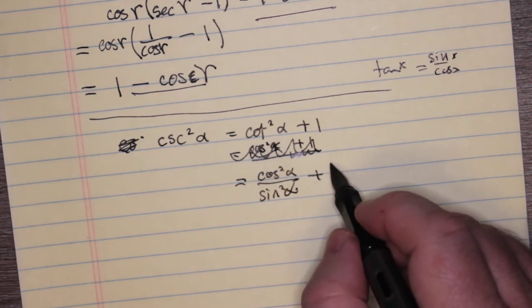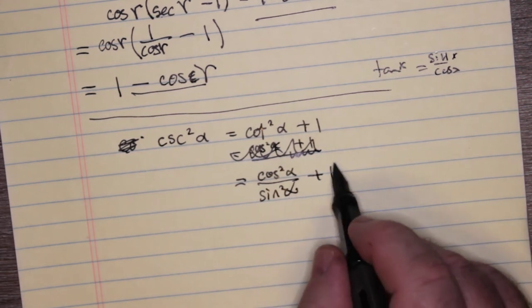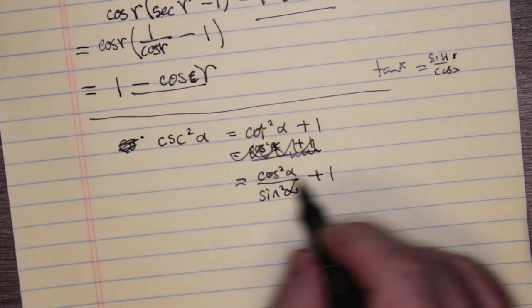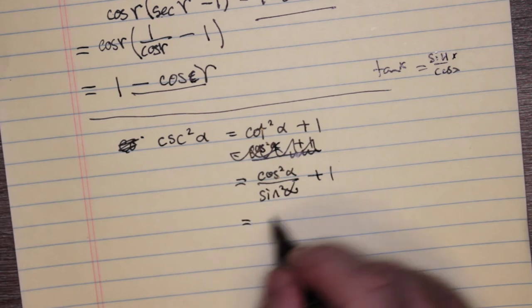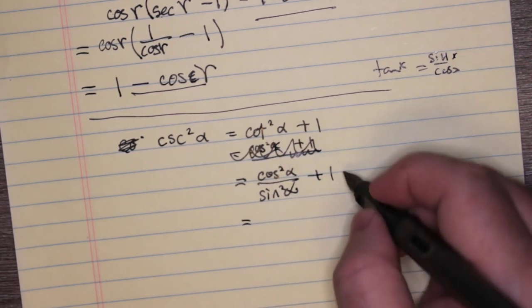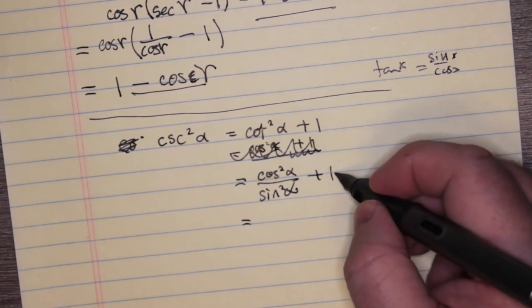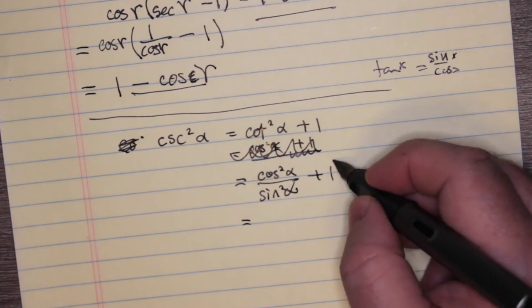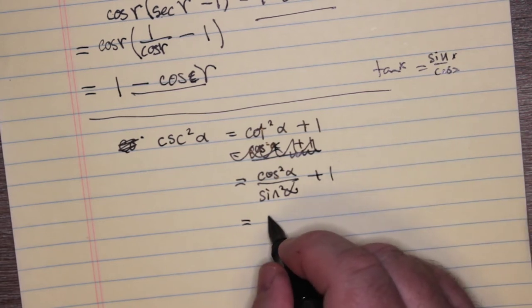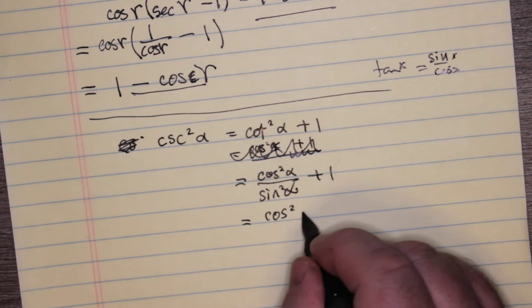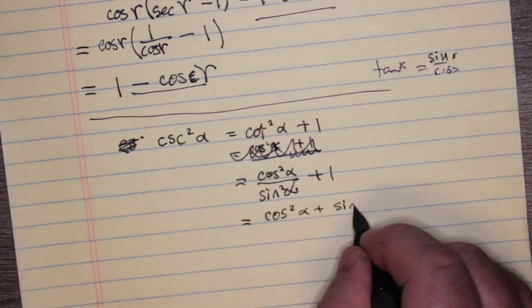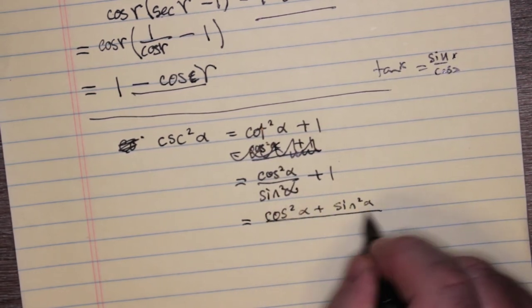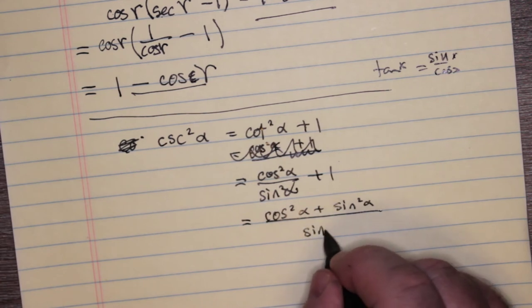How about if we do this sine squared alpha over sine squared alpha, so that brings that 1 into a common denominator, right? If we make a common denominator, this has to have the denominator sine squared alpha. So this will have to be sine squared alpha over sine squared alpha. So we have cos squared alpha plus sine squared alpha all over just sine squared alpha, because it's a common denominator.